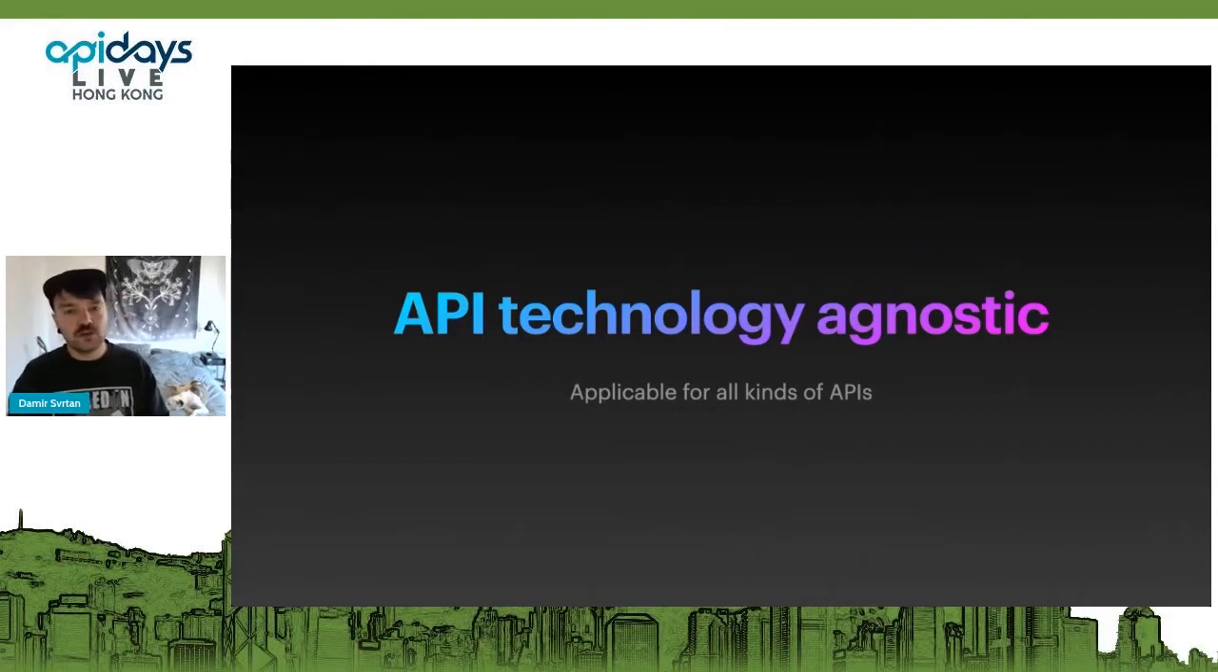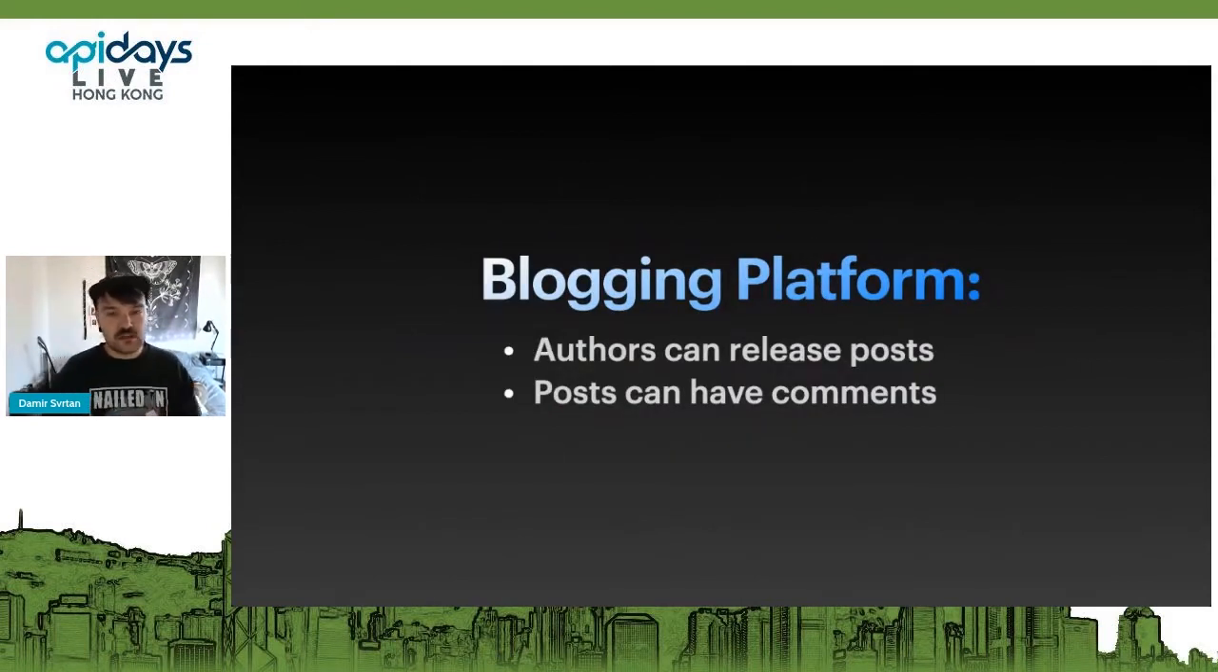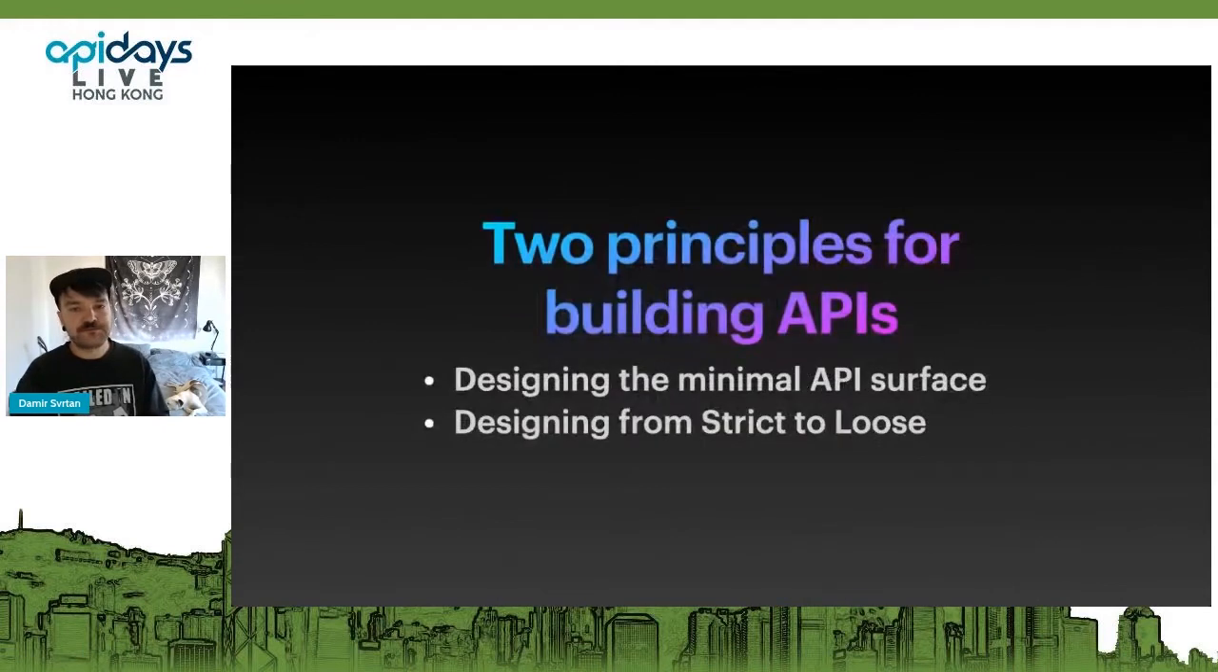Through this talk, we're going to be building a blogging platform, something similar to Medium or Dev2. It's going to be a fairly simple blogging platform, with only a couple of features like authors that can release posts and posts that can have comments. I'm going to talk through this with 2 principles for building APIs. The first one is designing the minimal API surface, or how not to overexpose data on your APIs. The second one is designing from strict to loose, or how to avoid building extra flexibility that nobody asked for.